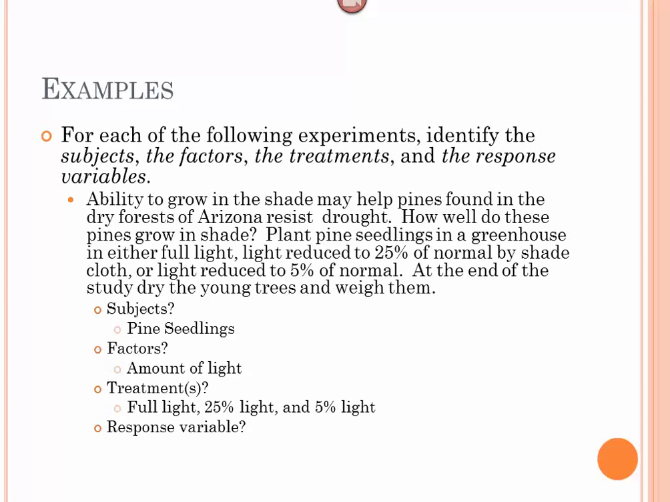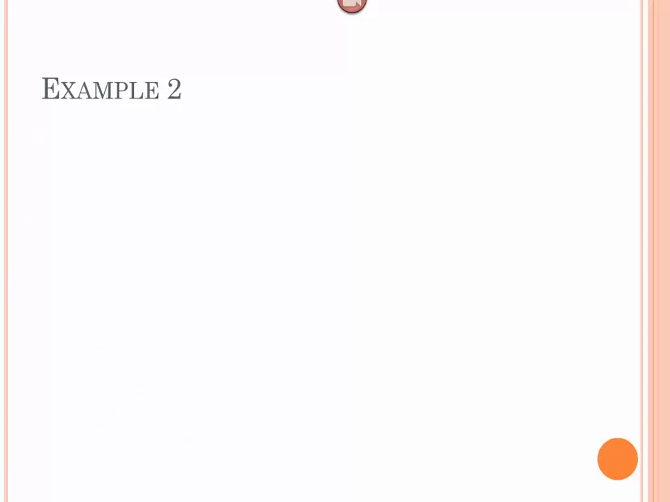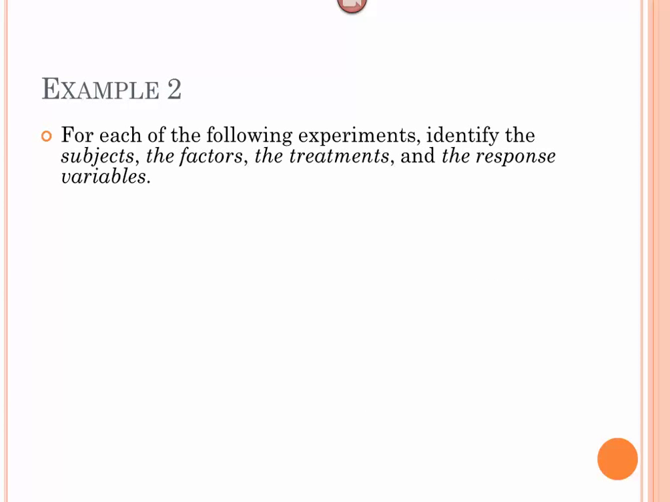And then the response, how do we measure the response of these trees? Well, we dry them and we weigh them at the end of the study. That's how we determine the effect of light on the pine seedlings. Alright, so for each of the following experiments, identify the subjects, the factors, the treatments, and the response variables again.